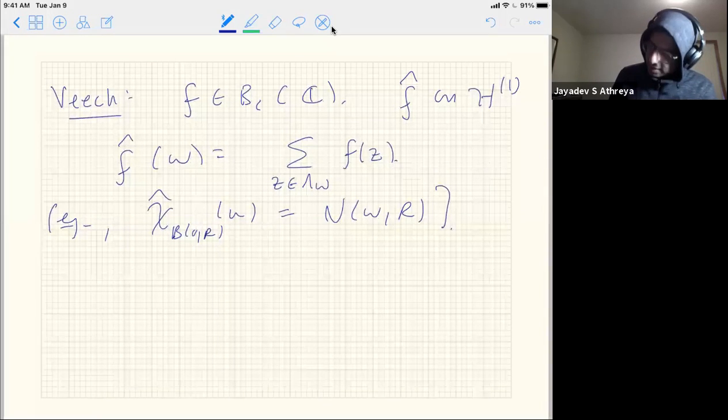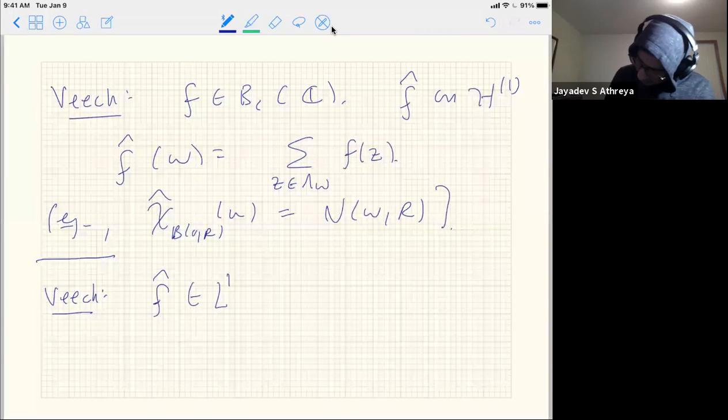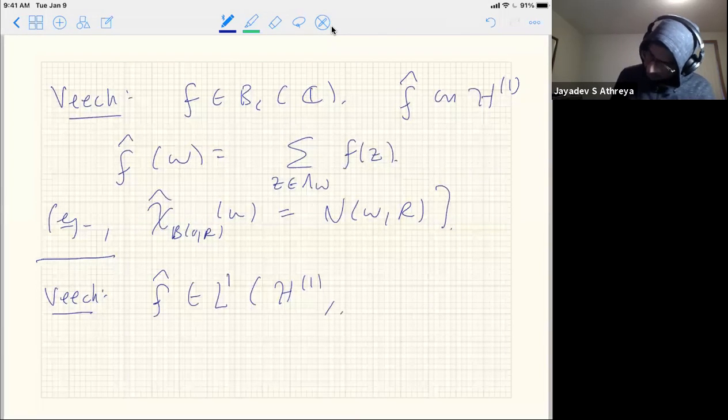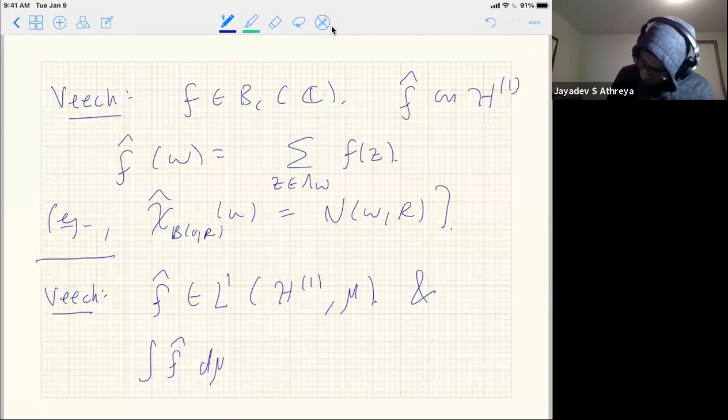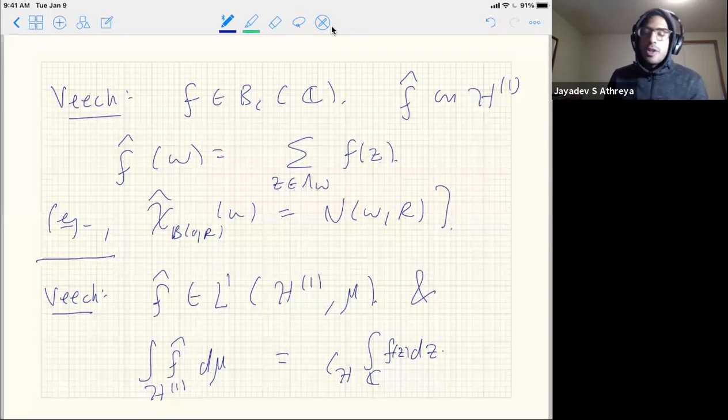And now, just in analogy to the Siegel formula in the space of lattices, we have Veech's beautiful, beautiful formula. So Veech says f hat is in L1 of H1, mu, and the integral of f hat d mu H1 is equal to a constant, I'm just going to call it C sub H, or C, it could be C alpha, times the integral of f of Z dz over C. So, for instance, the number of points in any set is proportional.